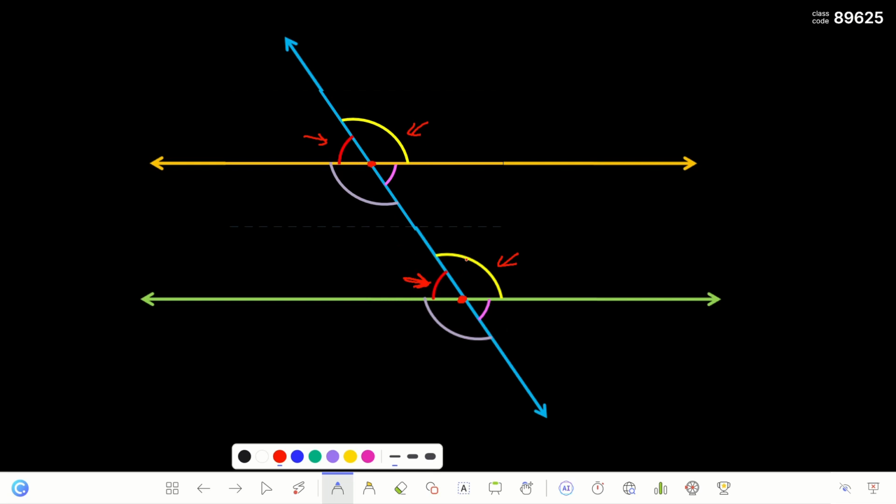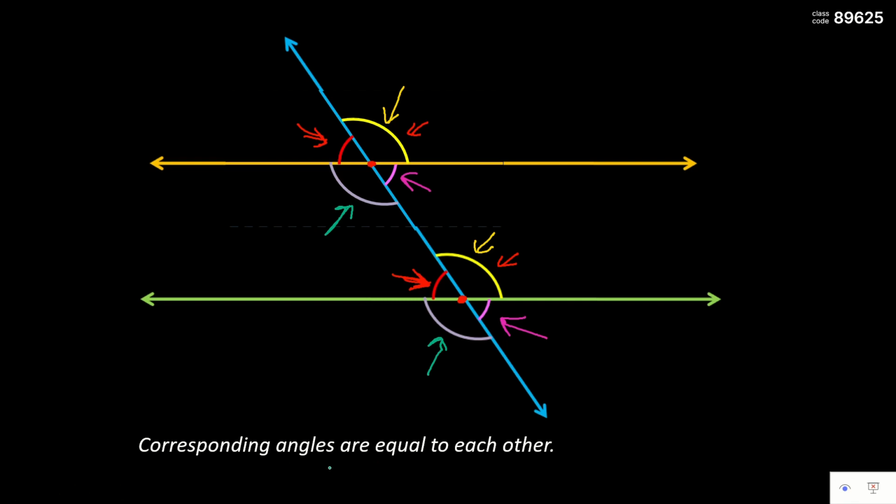So what conclusion can we draw from this activity that we've done? Well, we may conclude that because these corresponding angles overlap perfectly, they must be equal. So that means this red angle must be equal to this red angle, and this yellow angle must be equal to this yellow angle. This purple one must be equal to this purple one, and lastly, this gray one must be equal to this gray one. So essentially, we can conclude that corresponding angles are equal to each other.